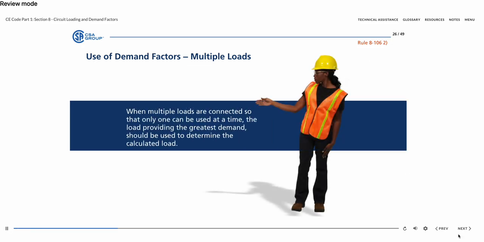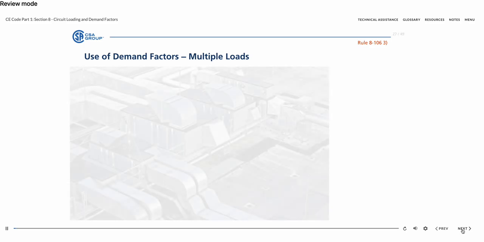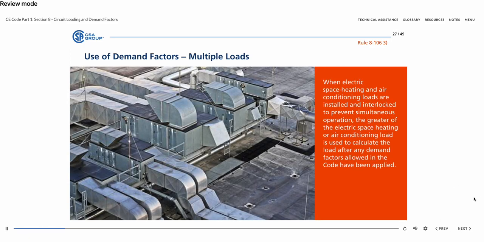When multiple loads are connected so that only one can be used at a time, the load providing the greatest demand should be used to determine the calculated load. When electric space heating and air conditioning loads are installed and interlocked to prevent simultaneous operation, the greater of the electric space heating or air conditioning load is used to calculate the load after any demand factors allowed in the code have been applied.